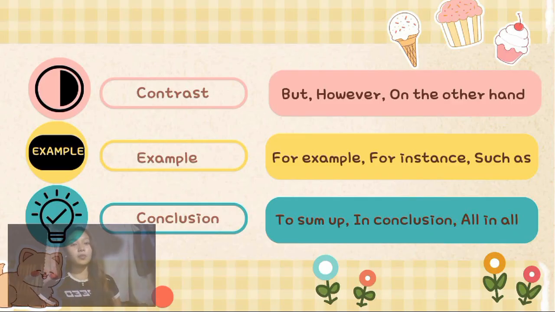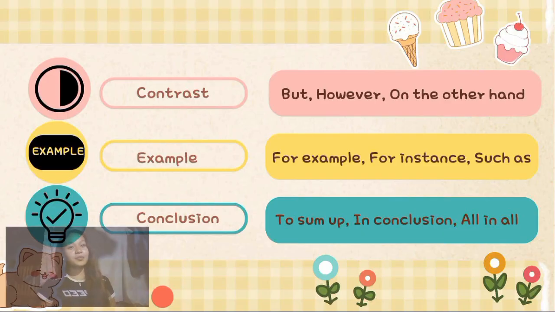For the fifth one, we have giving examples. These are words like for example, for instance, such as, and to illustrate. For the last one, we have summarizing and concluding. These are words like so, to sum up, in conclusion, in a nutshell, and all in all.